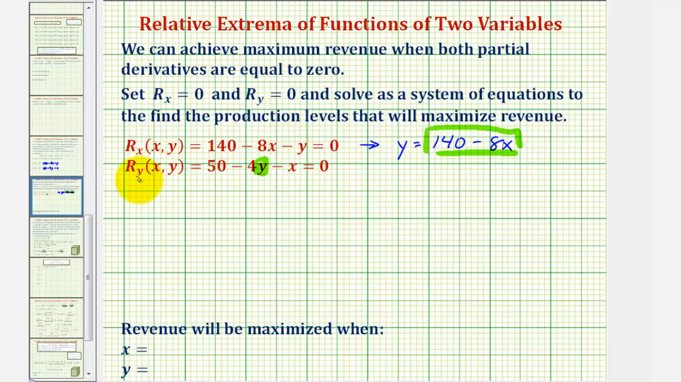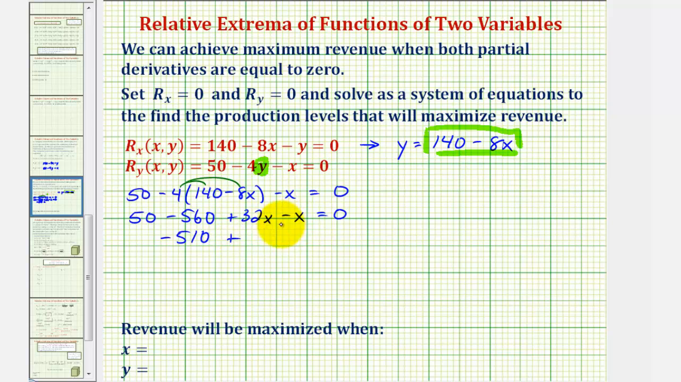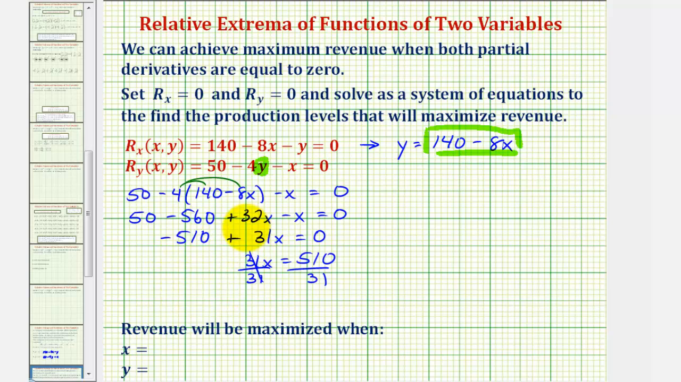So making this substitution, we would have 50 minus 4 times the quantity 140 minus 8x, and then minus x equals 0. Let's clear the parentheses and solve for x. So we'd have 50, this would be minus 560 plus 32x minus x equals 0. So combining like terms, we have negative 510 plus 31x equals 0. Add 510 to both sides, that would give us 31x equals 510. Divide by 31. So the exact value of x that would maximize revenue is 510 divided by 31.